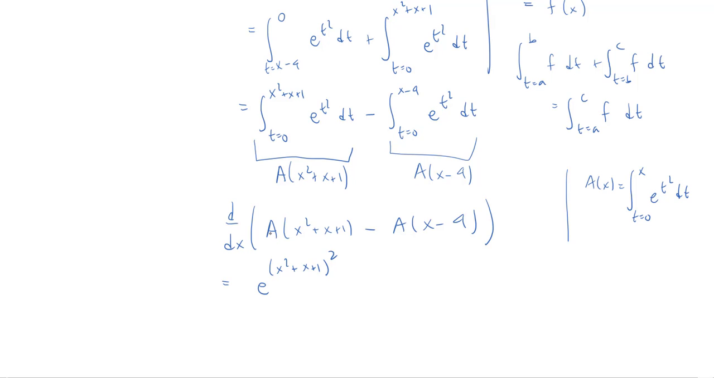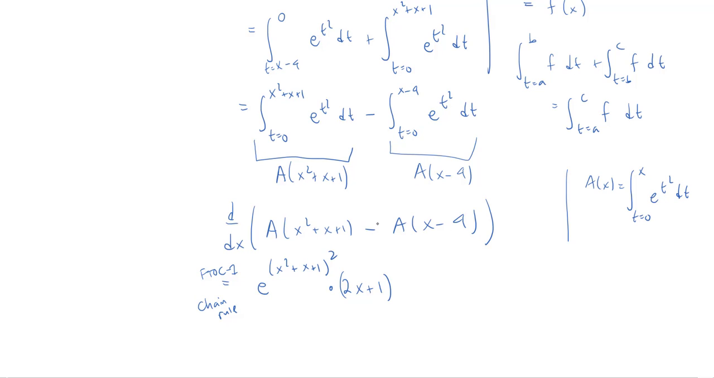Why? Because this isn't just a of x. I'm differentiating a of, well, now I have another function in here. And whenever you differentiate a function of a function, you have to use the chain rule. So I'm definitely using FTOC 1 here, but I'm also using the chain rule. The chain rule says I have to multiply by the derivative of x squared plus x plus 1. So I multiply by 2x plus 1.